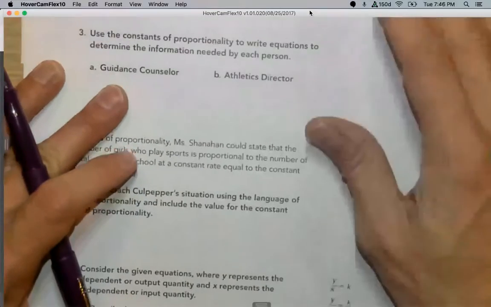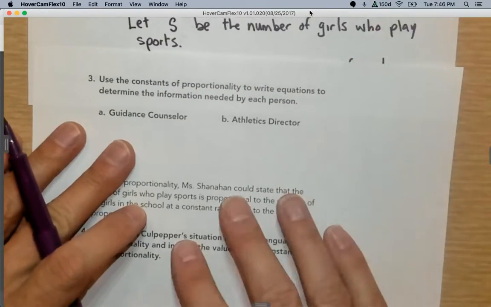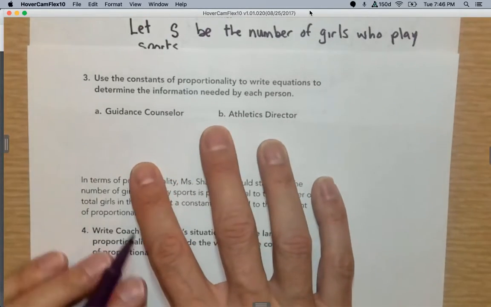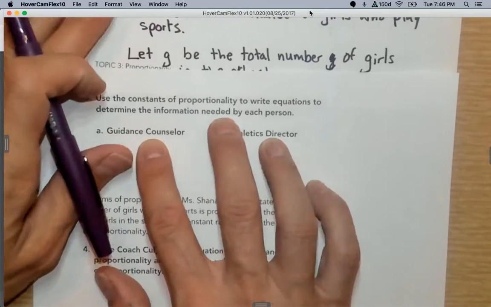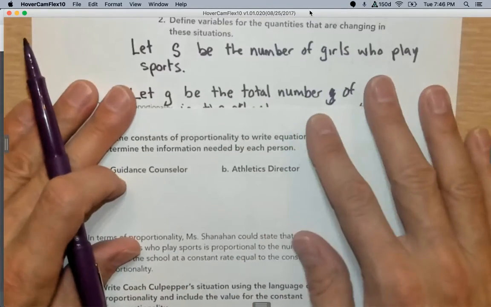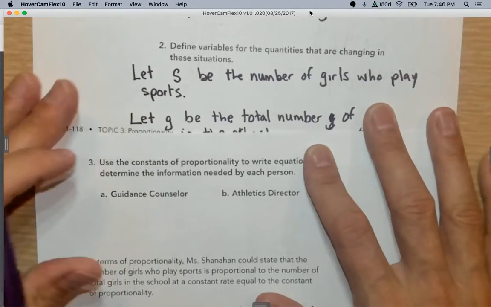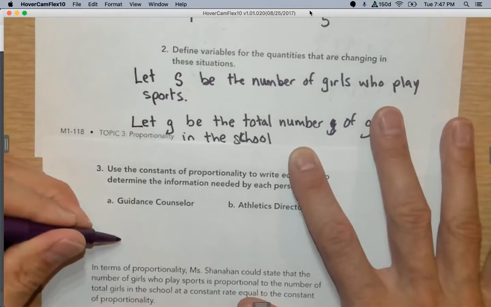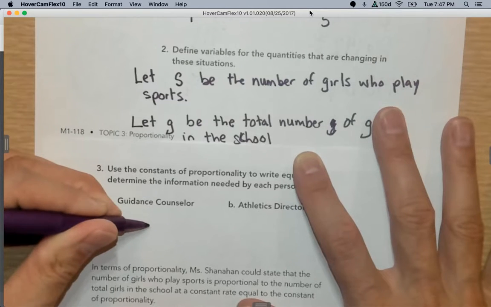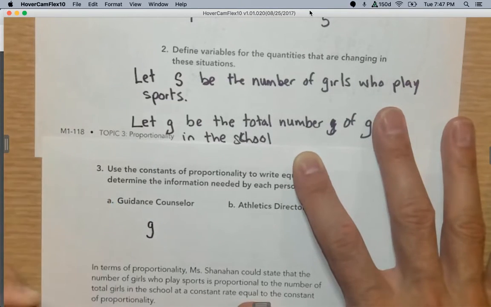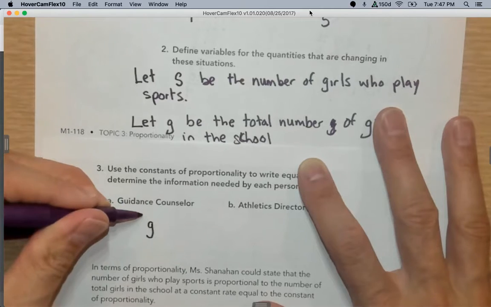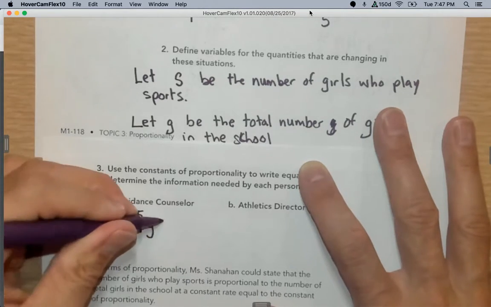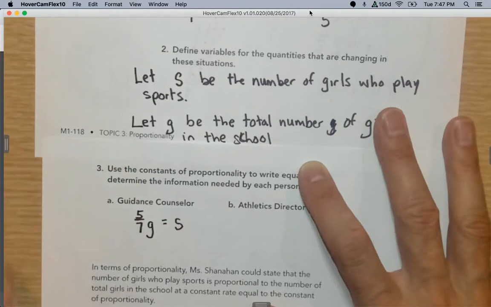All right, continuing on. Use the constants of proportionality to write equations to determine the information needed by each person. So now that we have my variables and the constants of proportionality, I would be able to say that the guidance counselor would know the whole school, and so she would know G. And to get to what she needs, she would have to take G and multiply it by 5/7. And then that is going to equal the number of girls that play sports.